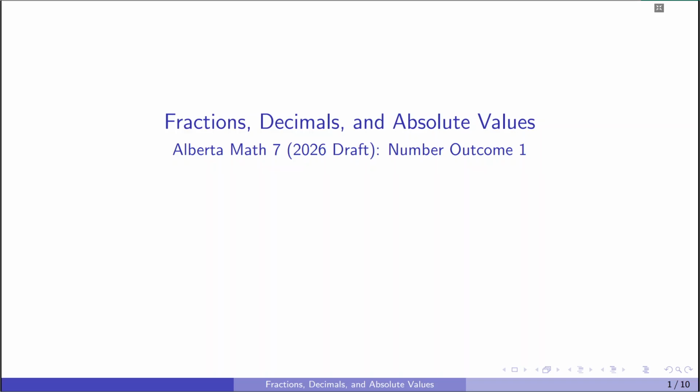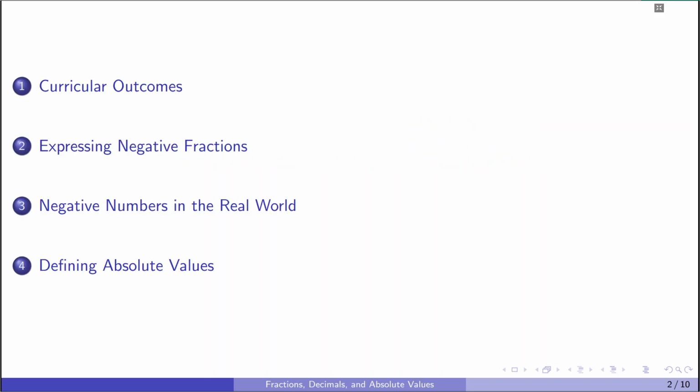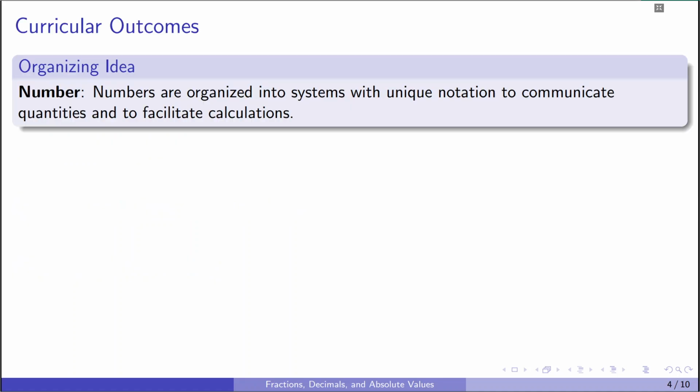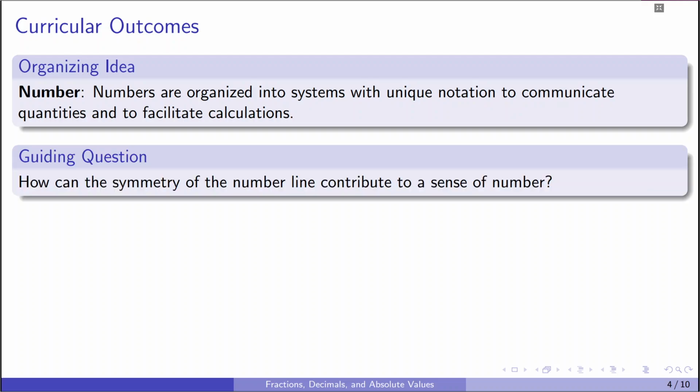All right, our first knowledge dump. We're going to look at the relevant curricular outcomes and then our 3 knowledge dumps. The organizing idea here under number is that numbers are organized into systems with unique notation to communicate quantities and to facilitate calculations. Our guiding question: how can the symmetry of the number line contribute to a sense of number?